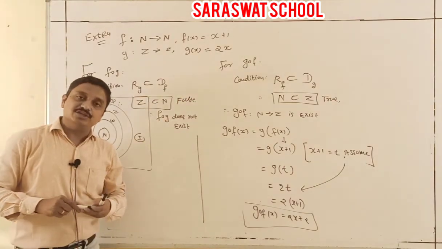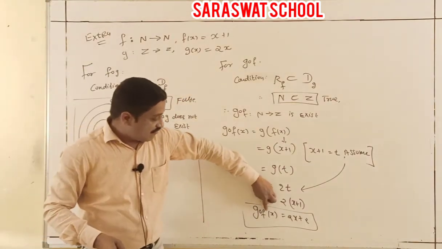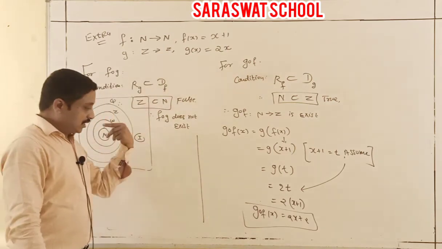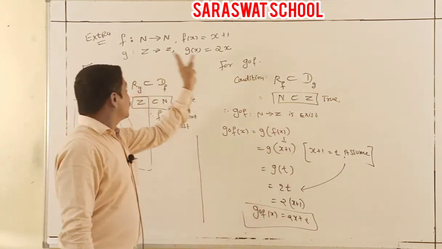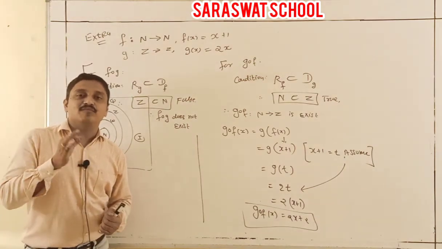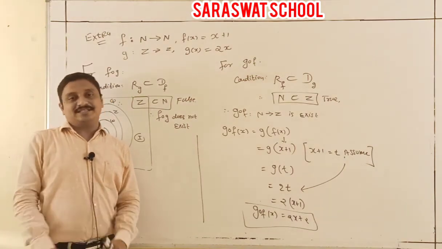For after composition, f compose g here does not exist, but here it exists. So that is your answer for your extra sums. Now my students, start a little sum, the first one in the further exercise.